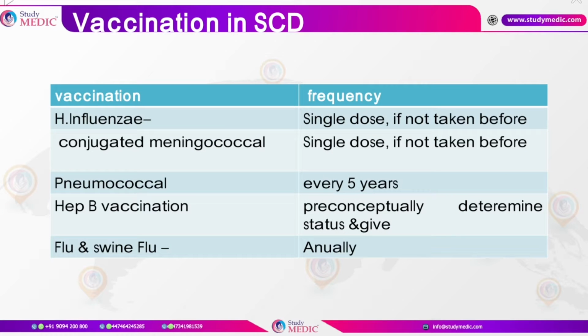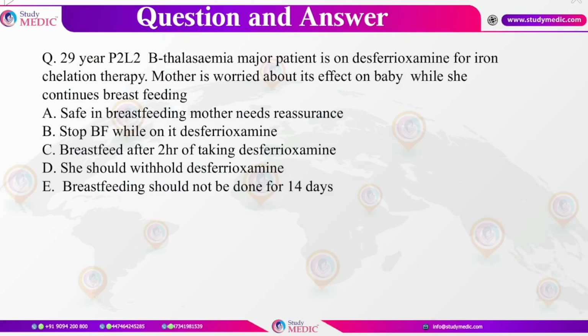Going ahead, let's talk about certain hemoglobinopathies which are very important for your MRCOG Part 2, which include thalassemia and sickle cell disease. In sickle cell disease, the vaccination schedule is very frequently asked in your MRCOG Part 2 exam. Talking about H influenzae, a single dose has to be considered if it was not taken before, during the course of pregnancy. The conjugated meningococcal vaccine as a single dose if it was not taken before. Pneumococcal vaccines to be considered every 5 years. Hepatitis B vaccination should be taken preconceptionally, and it depends upon what status the patient carries. The flu and swine flu vaccines will be considered on an annual basis.